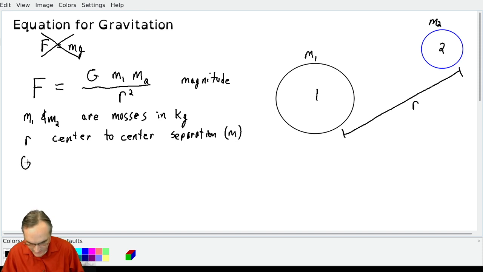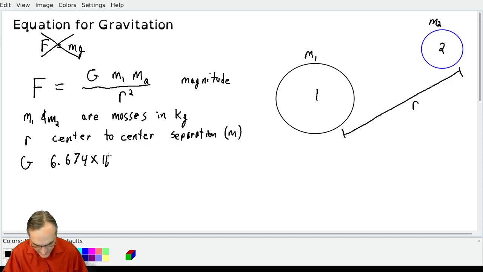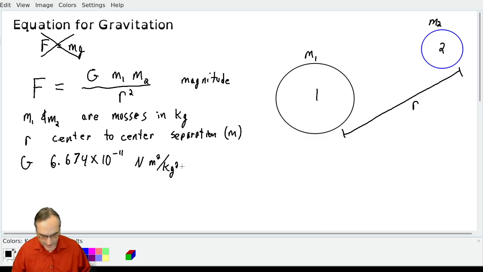Let's see, big G. Big G is the fun one, gravitational constant. It is 6.674 times 10 to the minus 11, and the units on this can get kind of interesting. Depends on how you want to think about them. Newton meter squared per kilogram squared would work perfectly well.